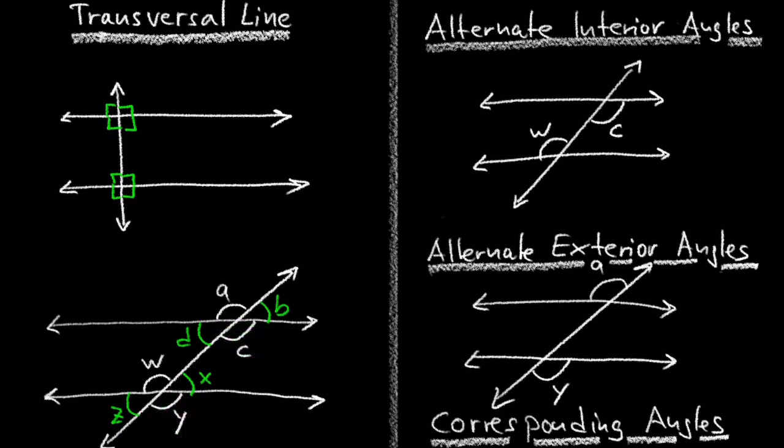Corresponding angles have the same measure. Again, angle A and angle W have the same measure. Angle D and angle Z have the same measure. Angle B and angle X have the same measure. And angle C and angle Y have also the same measure.